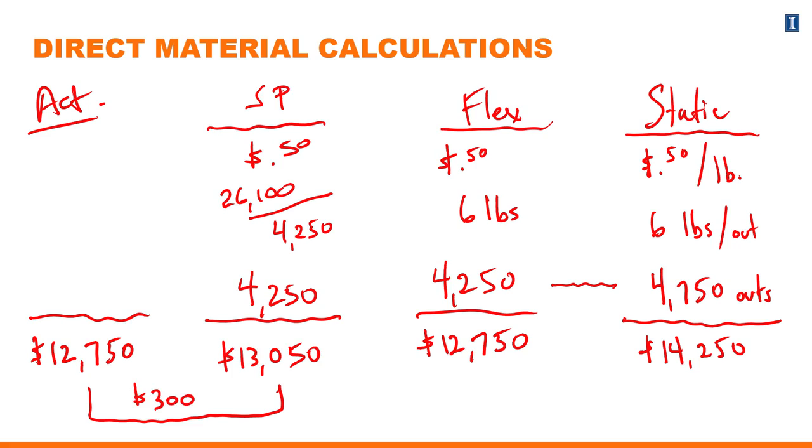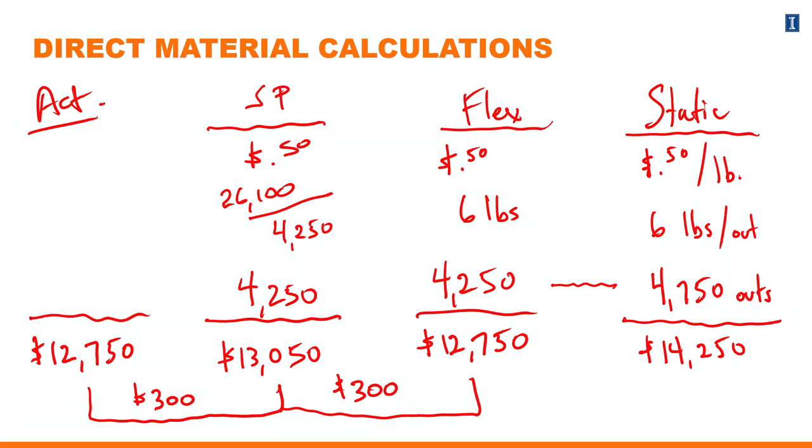That is the amount of variance that's due to the fluctuation in the actual price per unit of input and the standard price per input. The difference between the second and third columns is our efficiency variance. That is also $300. And that difference is due to the fact that we used a different number of inputs per output than we had planned and created as a standard.